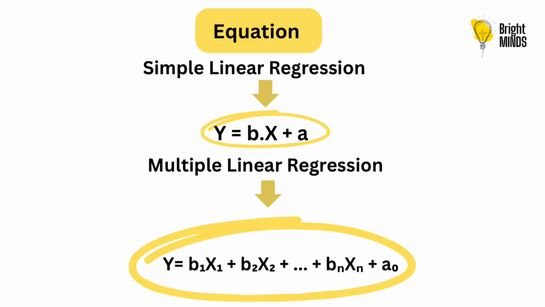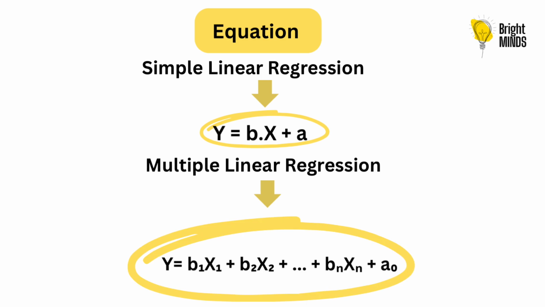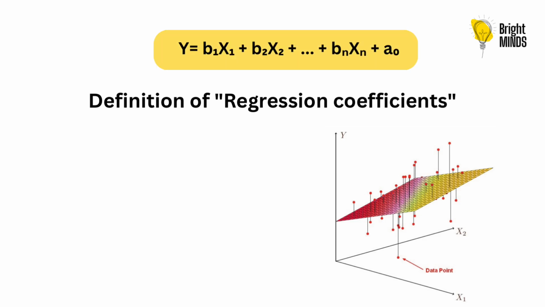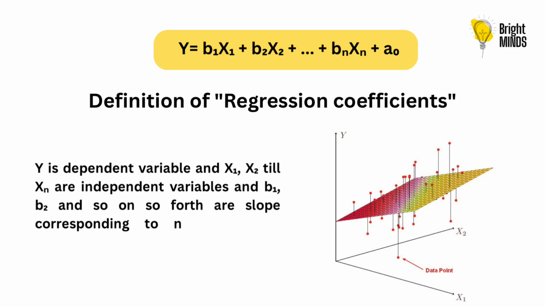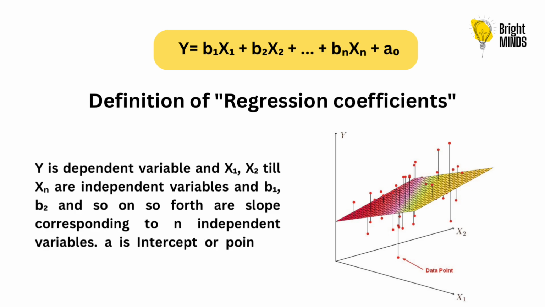The role of coefficients is the same as earlier. Y is the dependent variable. x1, x2, till xn are independent variables. b1, b2 and so on are slopes corresponding to the n independent variables. And A is the intercept, or point of intersection with the y-axis.